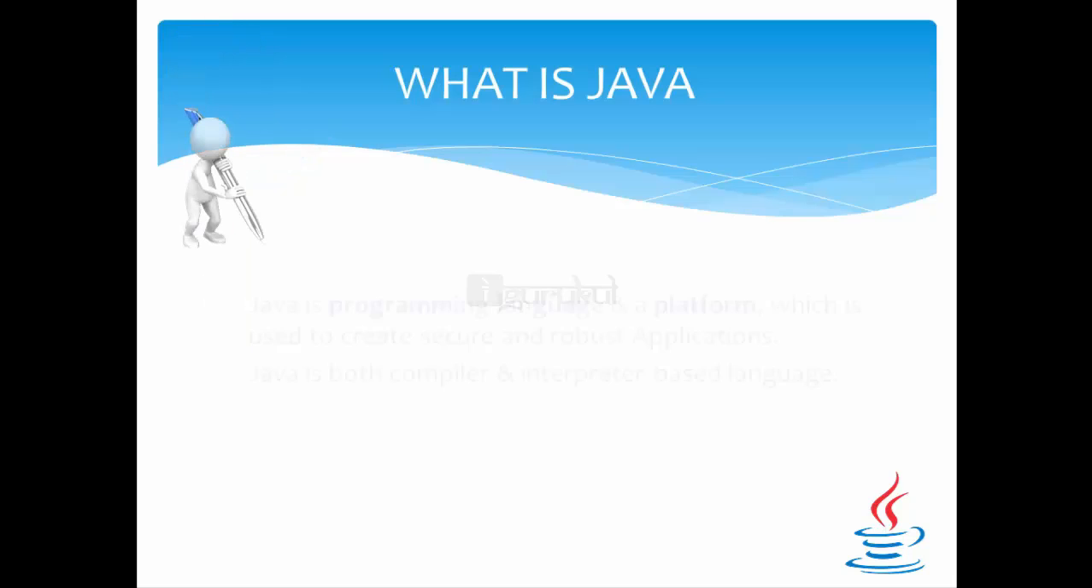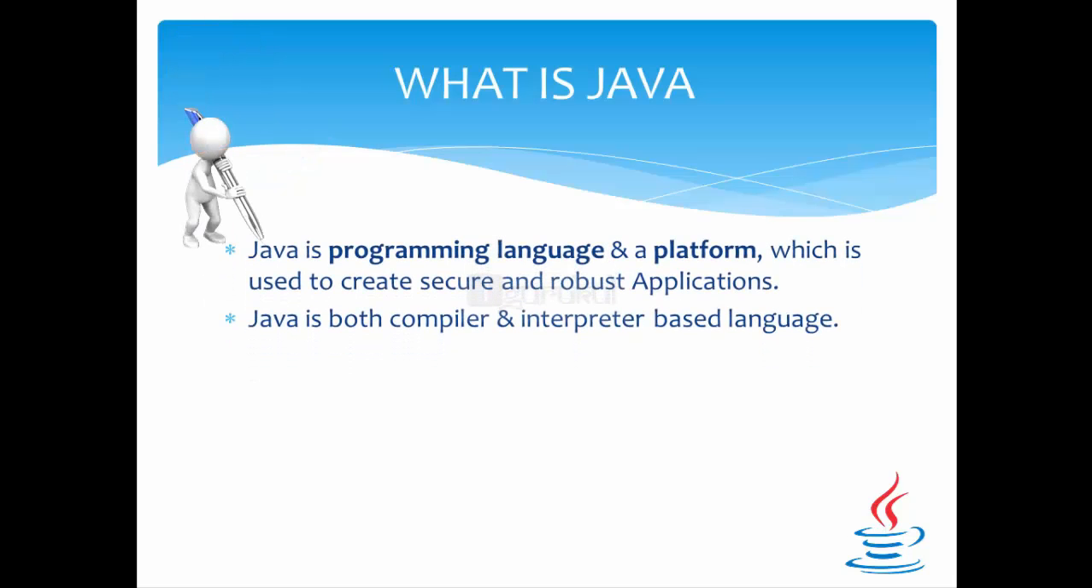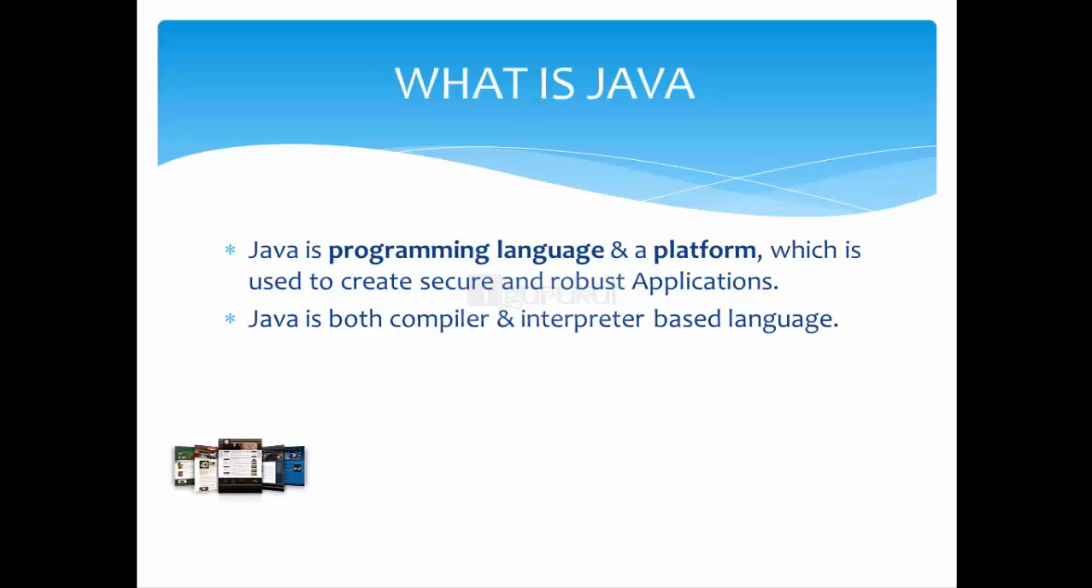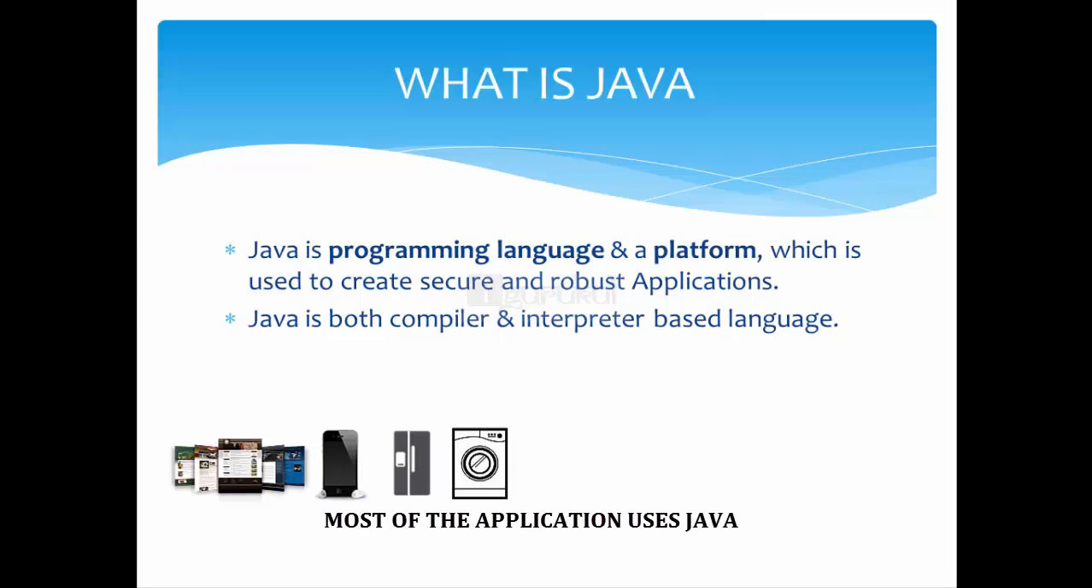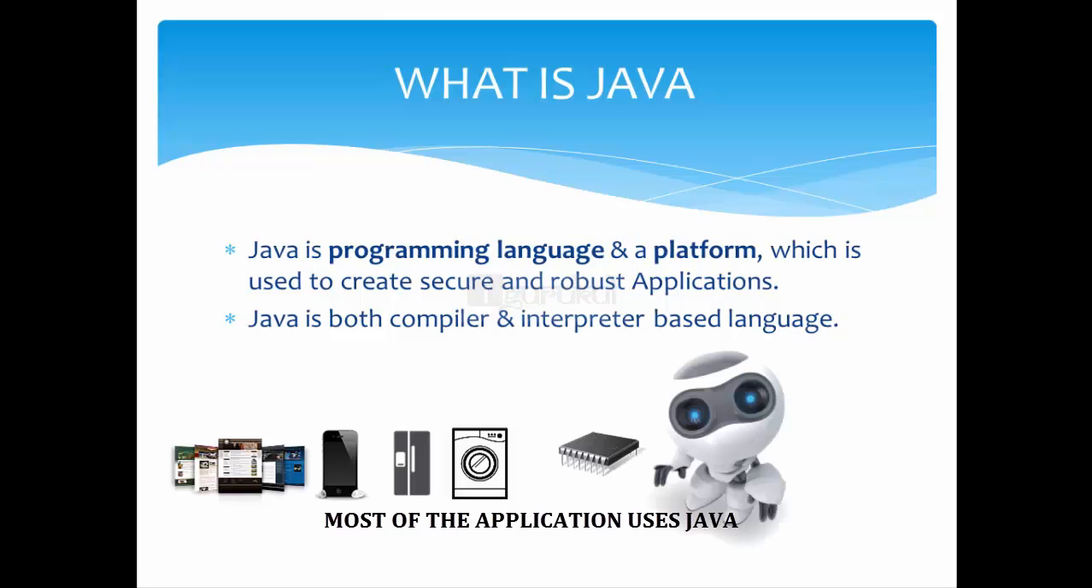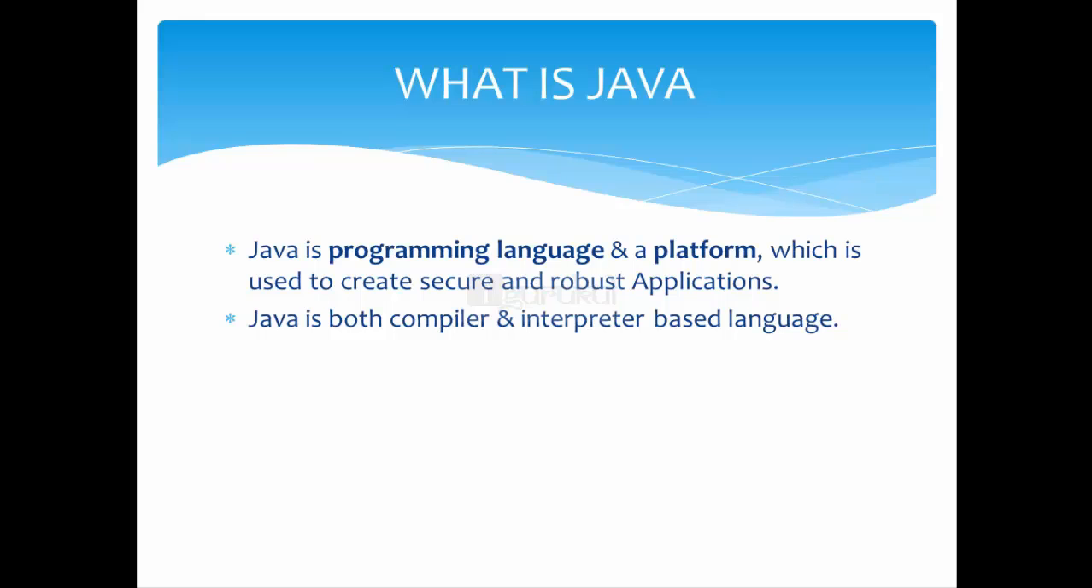Java is a programming language and a platform which is used to create a lot of applications and websites. Nowadays, you can find Java everywhere, from your desktop applications to your server-based applications, from your mobile phones to your refrigerator or washing machine. From embedded systems to robotics, Java is used everywhere, and Java is both a compiler and an interpreter based language. I will tell you about this later in this tutorial.